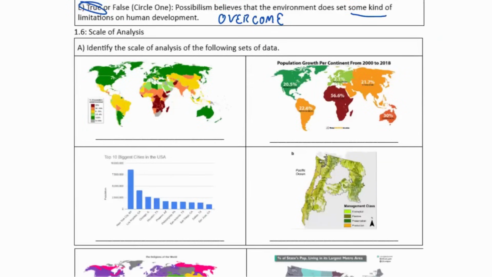Moving on to scale and scale of analysis. I feel like scale of analysis is one of the easier topics of this unit, but students get so confused so quickly, and that just makes it a lot harder. So let's see if we can simplify this as much as possible here. The easiest definition of scale of analysis is: what are we comparing the data between?